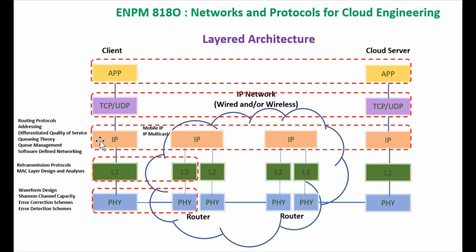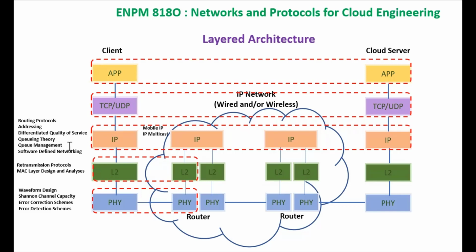And as you can see, the IP layer is the binding layer across all the elements, starting all the way from the client to the server and back. It is the common layer. In the IP layer, we're going to learn about routing protocols, IP addressing schemes, IP version 4, IP version 6, differentiated quality of service. That is, you may be invoking different types of applications, voice, video, web browsing, file transfer, and they all need different treatments. And so we'll learn about differentiated quality of service.